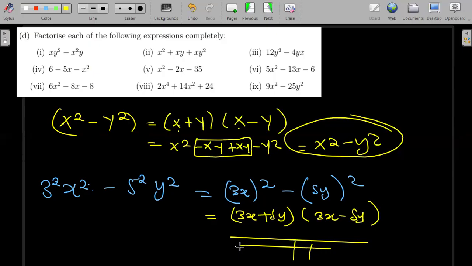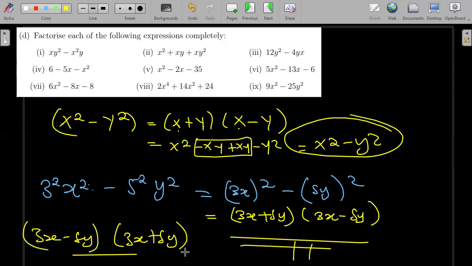I wanted to ask, after we got the answer, is it mandatory to start with the positive bracket, or do you start with the negative, or any bracket? Oh, yeah, with any sign? All right, so you can start with any. If you want, you can write it as 3x minus 5y, and then 3x plus 5y. So it's the same.